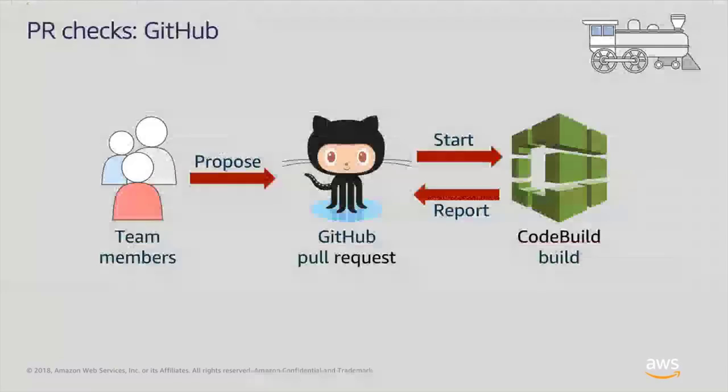So looking at this in the context of GitHub, it's a very similar process. The team members propose a pull request through GitHub, which then triggers a webhook to CodeBuild, which will report back to GitHub whether that build was successful or not.